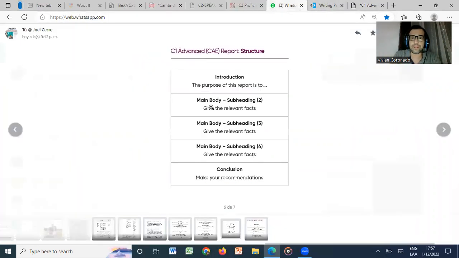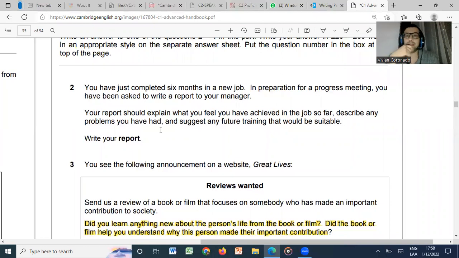Secondly, the subheading: give the relevant facts. Let me help you here a little bit. Again, it says you have just completed 6 months in a new job. In preparation for a progress meeting, you have been asked to write a report to your manager. Your report should explain what you feel you have achieved in the job so far. So let's say that you have achieved how to work as a team.